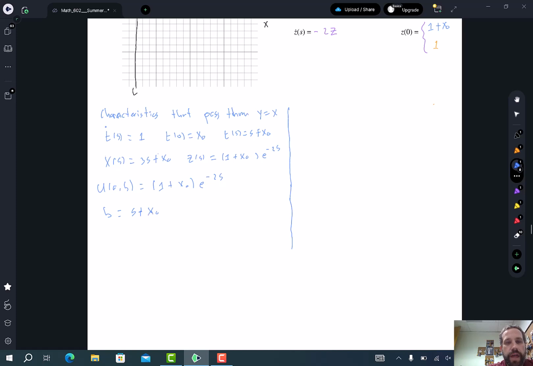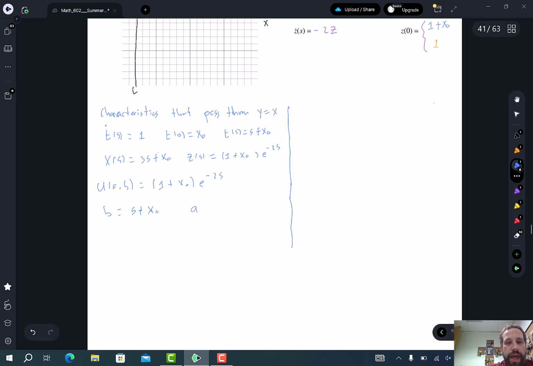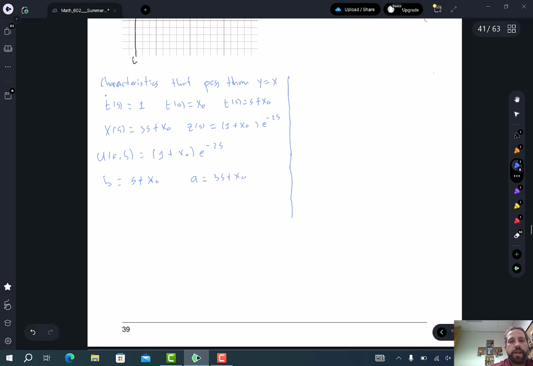And then if I look at my A equation, this is going to be A is equal to 3s plus x naught. Okay, and notice what happens if I subtract the B equation from the A equation. I'm going to get A minus B. 3s minus s is 2s. X naught minus x naught is equal to 0. So this tells me 2s is equal to A minus B.